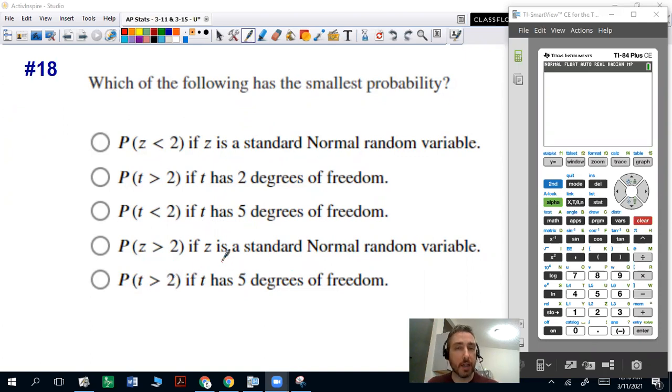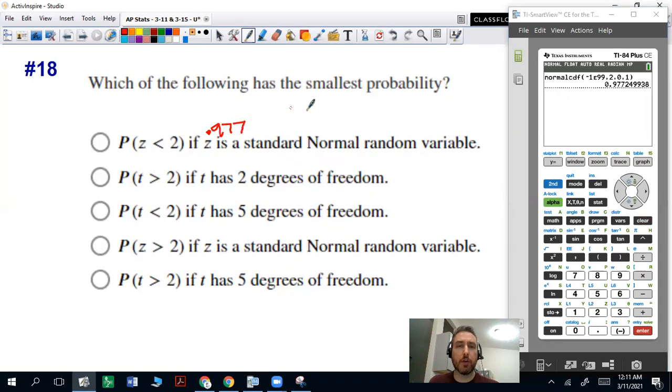Now you can do this kind of thinking about it, but since we have the data, we can use our numbers here. I'll show you how to put each one in. So you're going to do 2nd Vars, start with normal CDF for Z. If it's less than 2, then the lower is going to be negative 1E99, the upper is going to be 2, and you can just keep it at 0 and 1. So that's going to be 0.977.